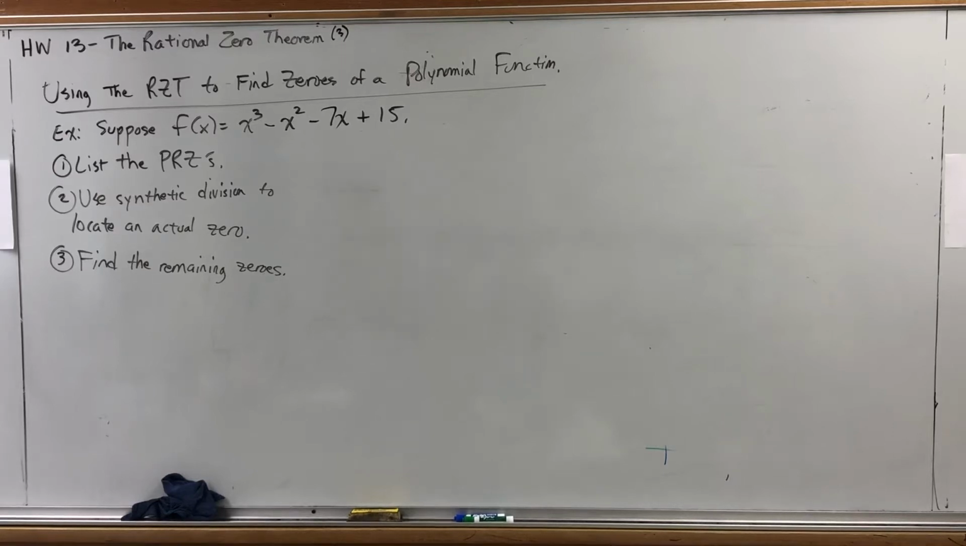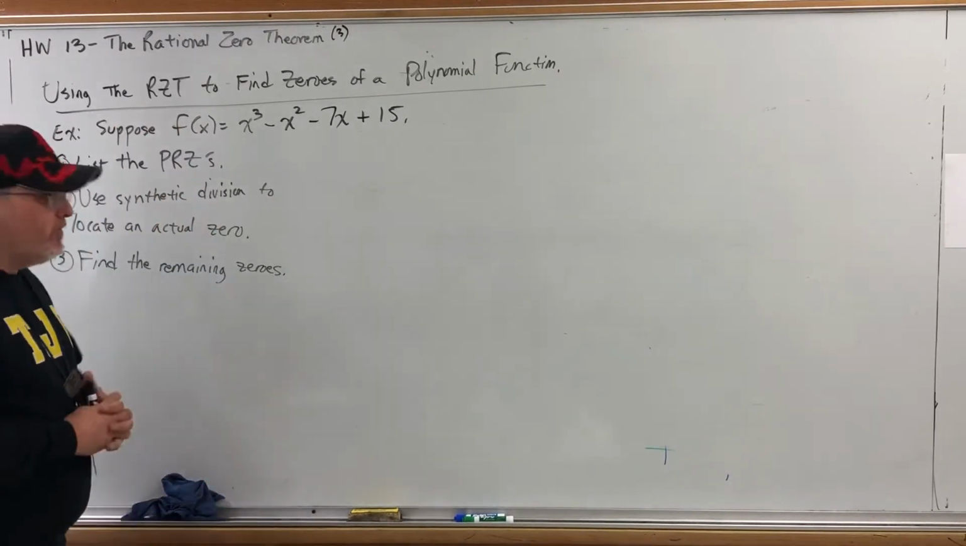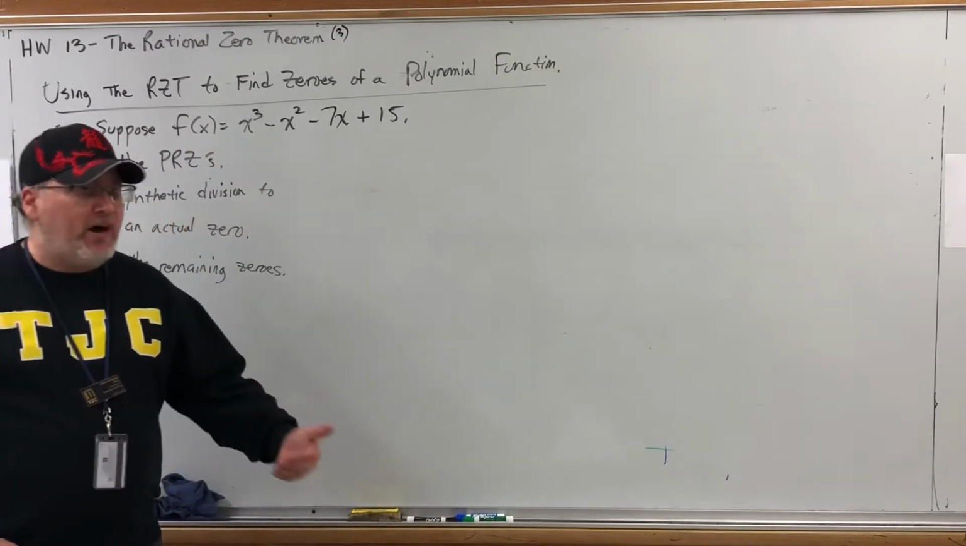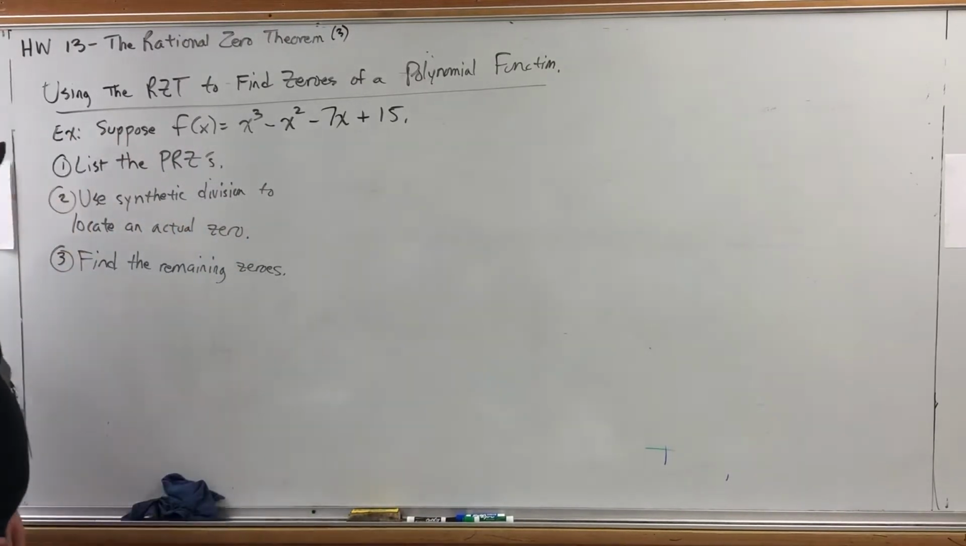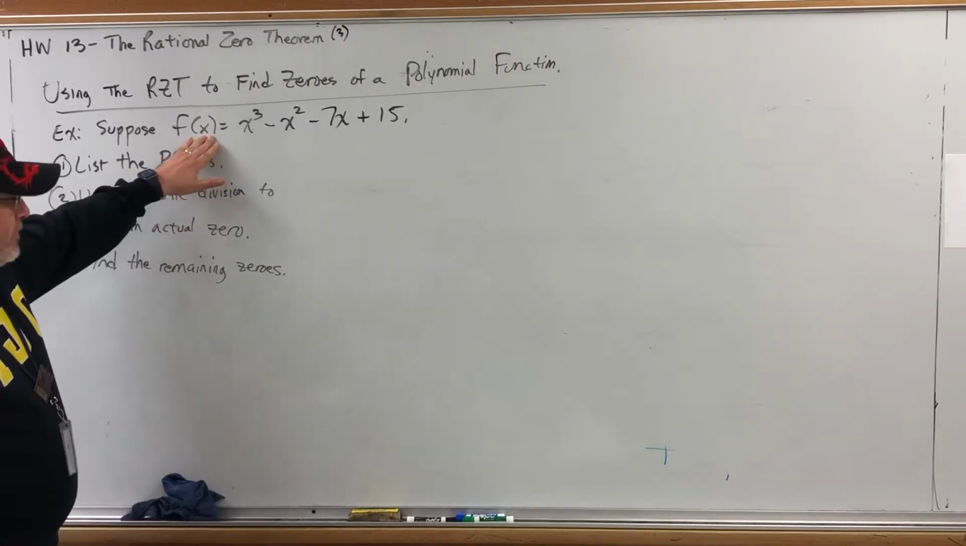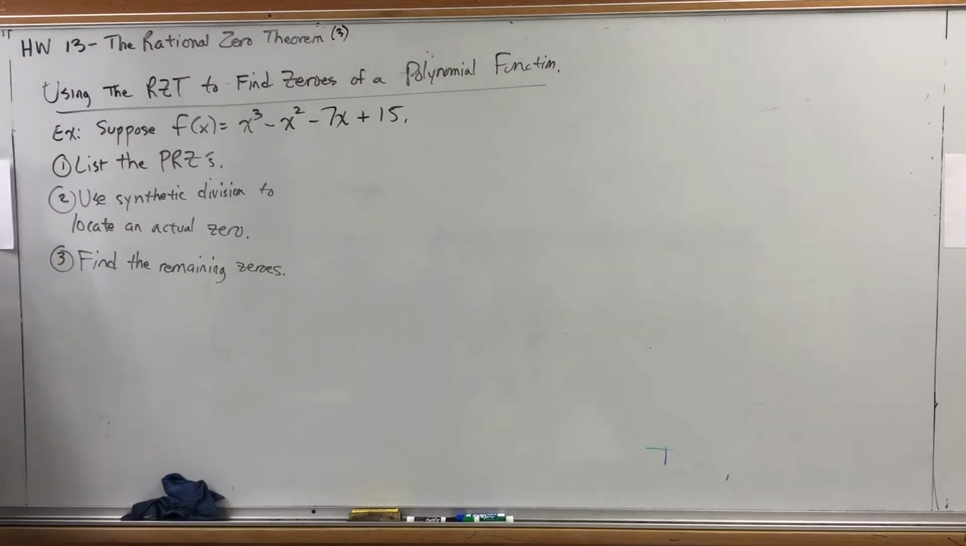Homework 13, the rational zero theorem, video 3. In the previous video, we were introduced to a theorem called the rational zero theorem, which gave us a way to manufacture a list of possible rational zeros. In other words, possible whole numbers or ratios of whole numbers that would make this function equal to 0. But how can we capitalize on that?